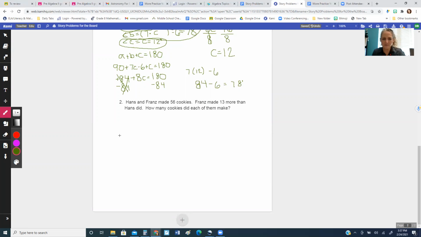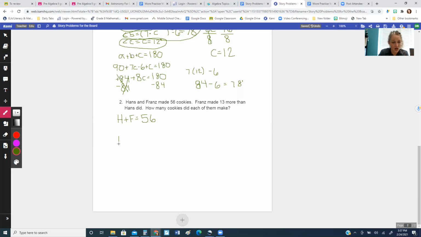Hans and Franz made 56 cookies. Franz made 13 more than Hans did. How many cookies did each of them make? Okay, I'm going to drop the accent. So Hans and Franz made 56 cookies. So together they made 56. Okay, so Hans, I'm going to call it H plus F equals 56. Don't know how many each of them made, but I know together they made 56 cookies.